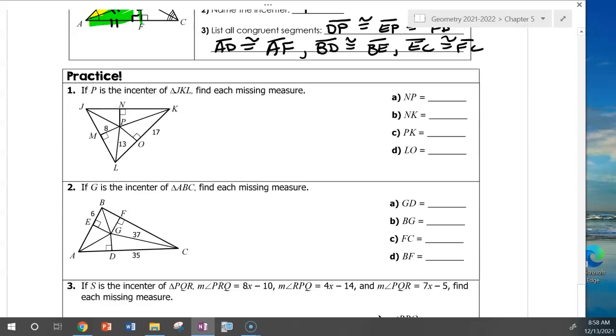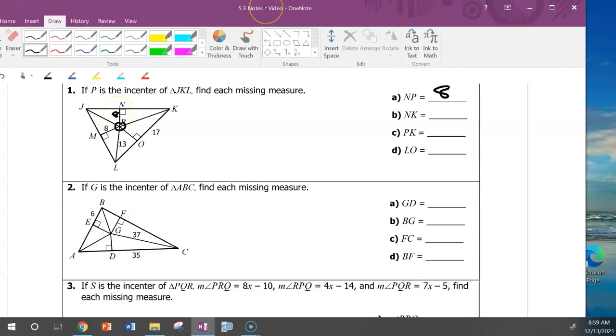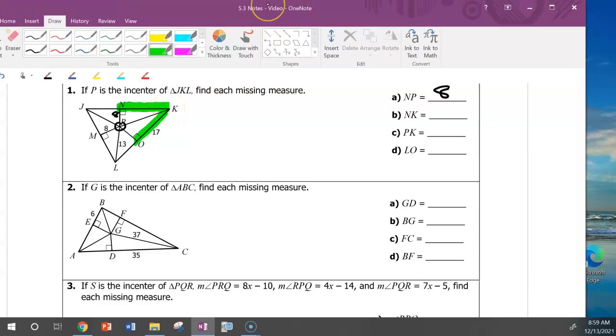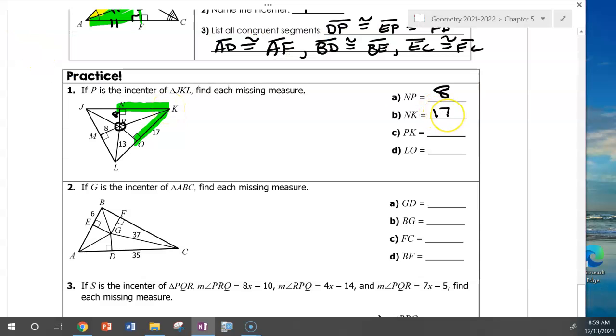So let's do some practice with this. If P is the incenter of triangle JKL, find each missing measure. So here's our incenter. We know NP is going to be the same length as MP, so that's 8. We know NK, this is 8 here. We're looking for NK, so let me highlight this. Here's NK. That's going to be the same as KO. So that's 17.